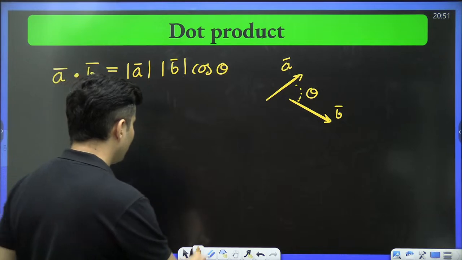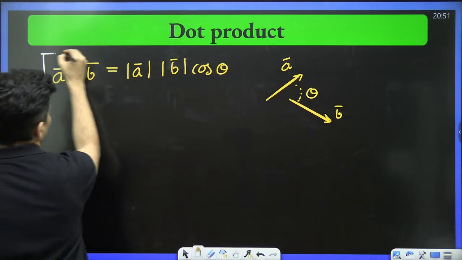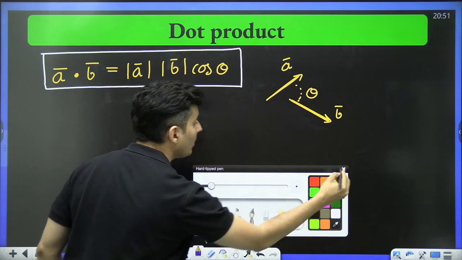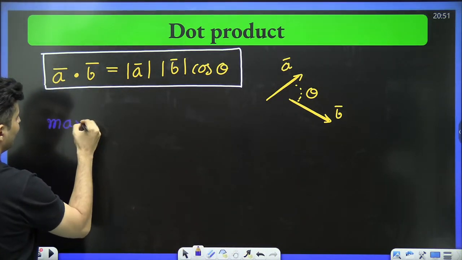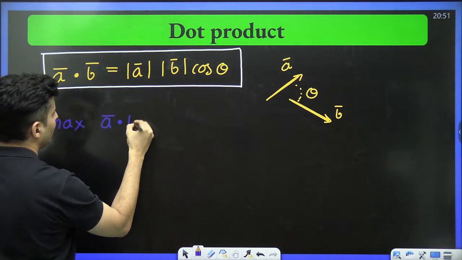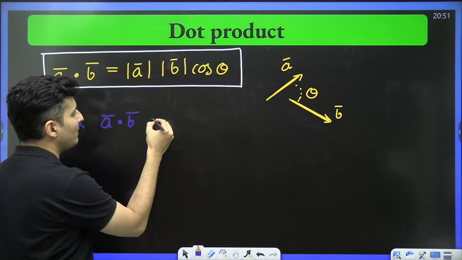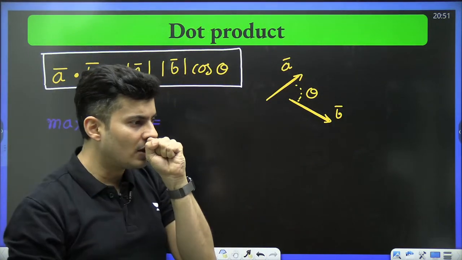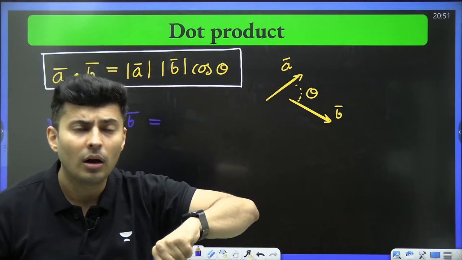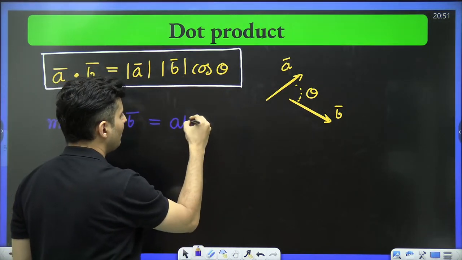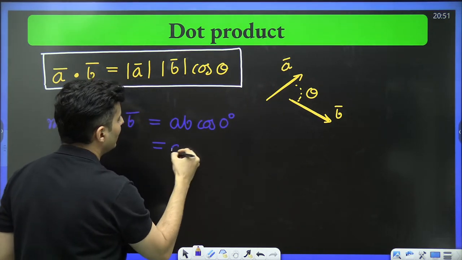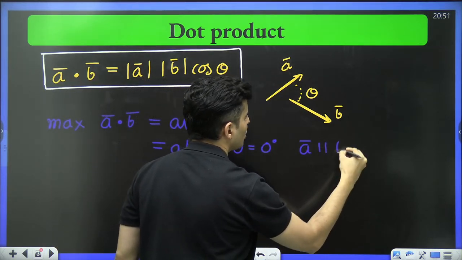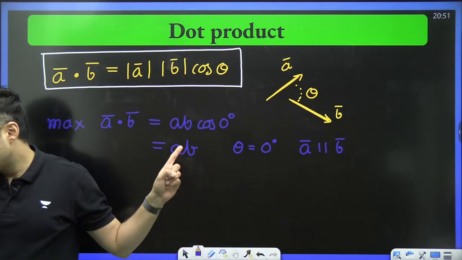Yep. So that's the true definition of a dot product. Guys, I have a question for you now. What is the max value of A dot B? Come on, my dear students. What is the angle that you will choose? Cos 0 is 1. Cos 90 is 0. I'll put 0, guys. So it will be AB cos 0. Basically, it will be AB. So basically, theta should be 0 degrees. Basically, A vector should be parallel to B vector. Is that clear?